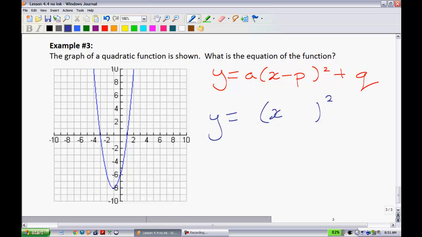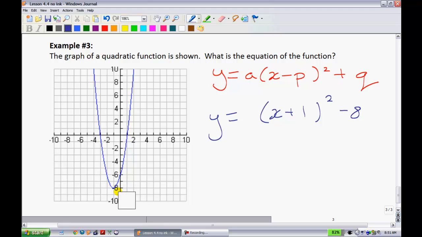Let's start with my vertex. If you look at this vertex right here, I see it's right down there. It's moved 1 over in the negative direction. So remember, that's always the opposite, so I know it's going to be x plus 1. How much has it moved downward? It looks like it's moved down 8, so I'm going to have minus 8.